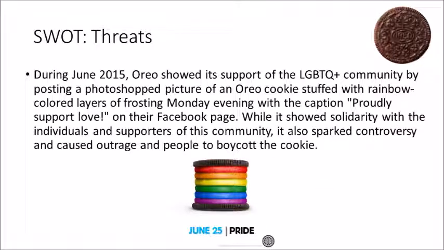Lastly are the threats. During June 2015, Oreo showed its support of the LGBTQ community by posting a Photoshopped picture of an Oreo cookie stuffed with rainbow-colored layers of frosting Monday evening with the caption, "Proudly supporting love" on their Facebook page. While it showed solidarity with the individuals and supporters of this community, it also sparked controversy and caused outrage and people to boycott the cookie.